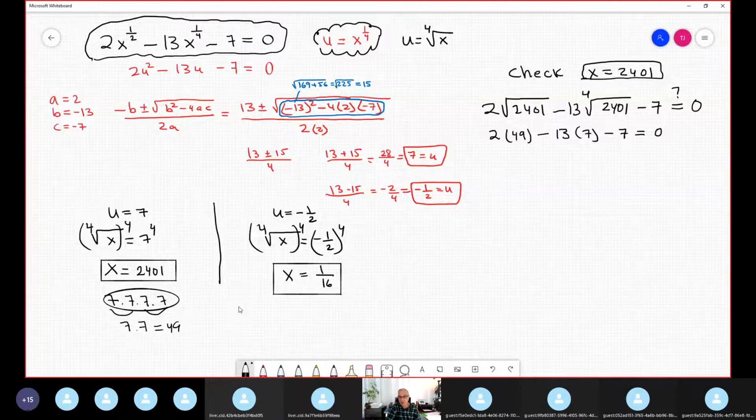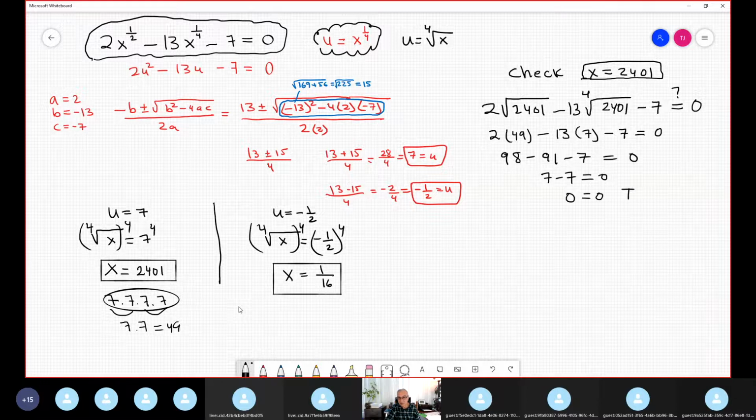Of course, I do it by hand here, but you can put it in the calculator. That's it. Okay, your multiplication now is 98 minus 91 minus 7 equals 0. 98 minus 91 is 7. 7 positive minus 7 is 0. Wow, fantastic. 0 equals 0. True. That means that the solution 2,401 is good.